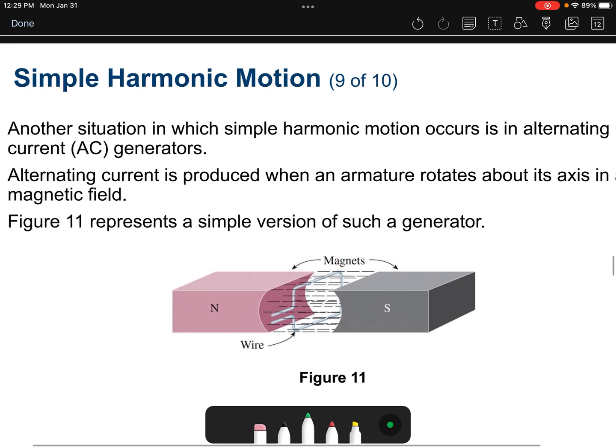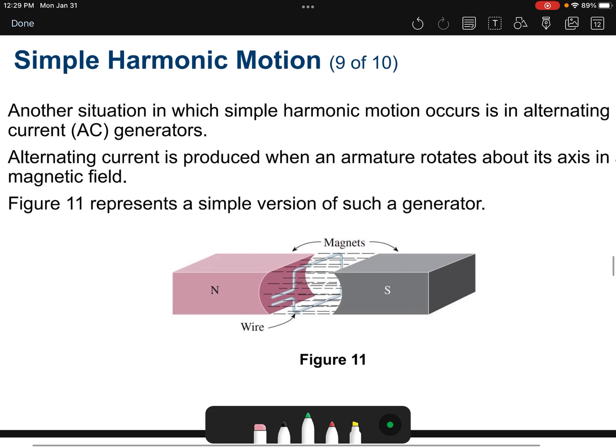Another simple harmonic motion generator is alternating current generators, okay, AC. Alternating current is produced when an armature rotates about its axis in a magnetic field. And this is a simple generator right here. We have the north, we have the south magnets, and the wire in between. And that would be alternating current.